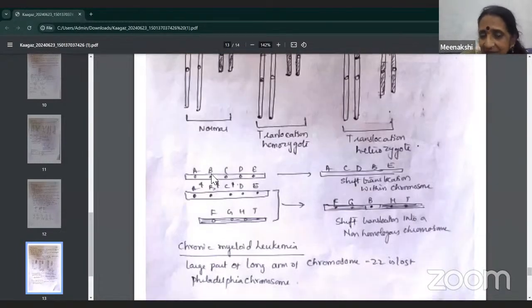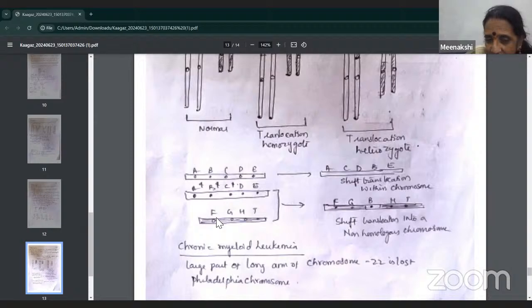The next one, here you can see the shift translocation. This is one chromosome with A, B, C, D and E. Now, if due to certain reasons there is a change or shift in the chromosome, you can see here, after A, instead of B, it is C, D, B and E. This B has been shifted to this part, A, C, D and B, E. The gene position has been shifted within the chromosome.